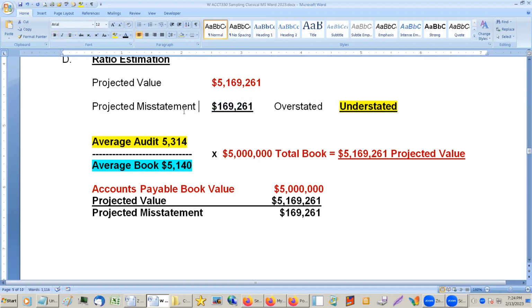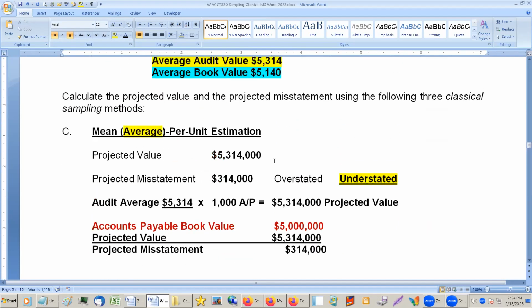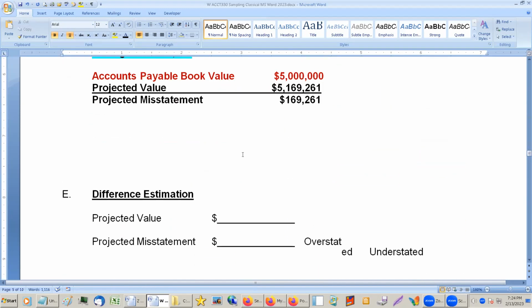And again, we can argue about whether this is material or not, but the misstatement is 169. Again, this is giving us evidence about whether their books are misstated or not.